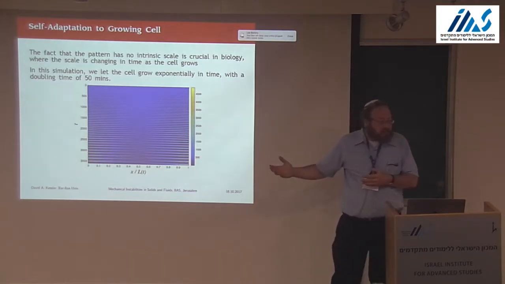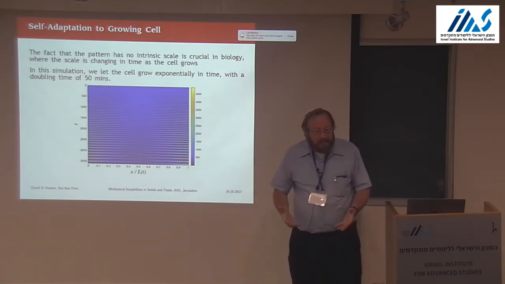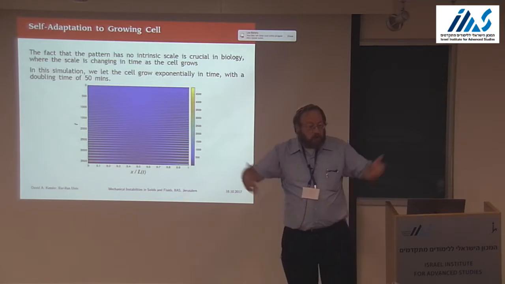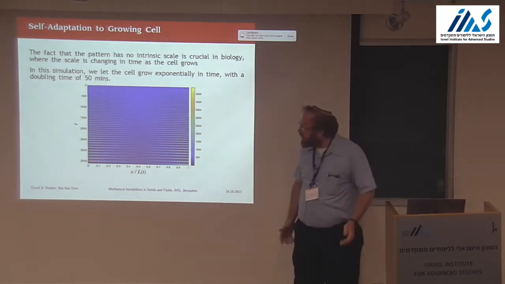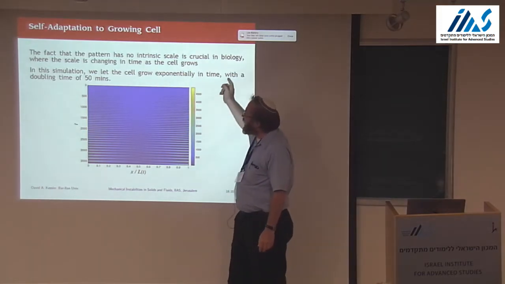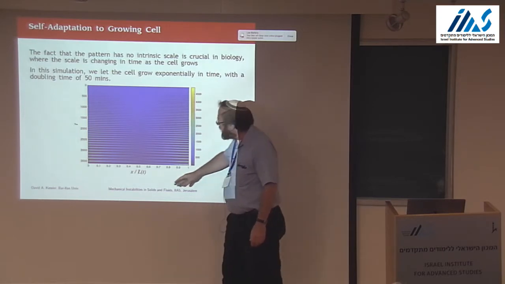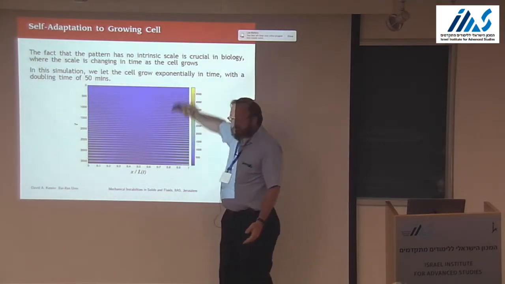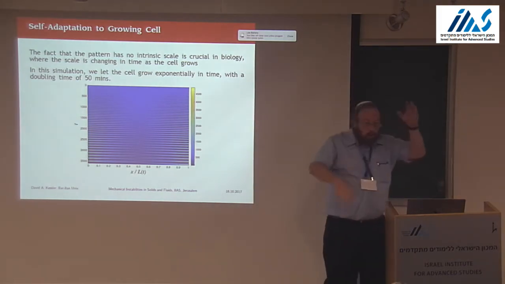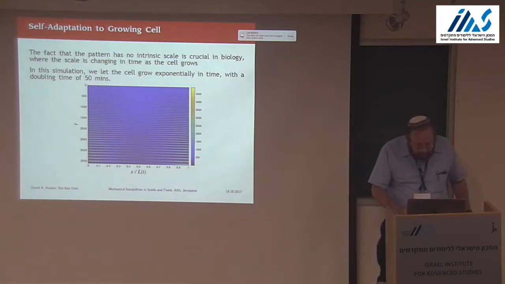Well, not in our system, because the system basically has no preferred length scale. It's perfectly happy. You tell it the cell size at any given moment, and it just adjusts itself automatically. So here, in this simulation, we let the cell grow exponentially in time with a doubling time of 50. We ran it to time 5,000, and the system just kept its structure all the while and just changed its length scale dynamically.